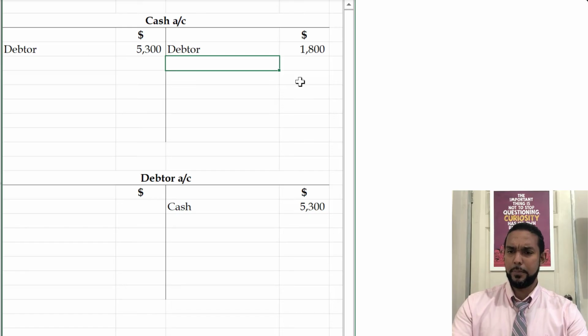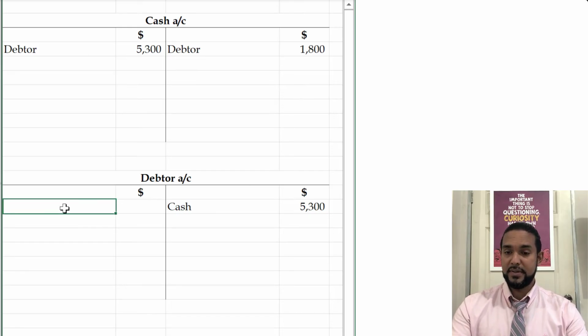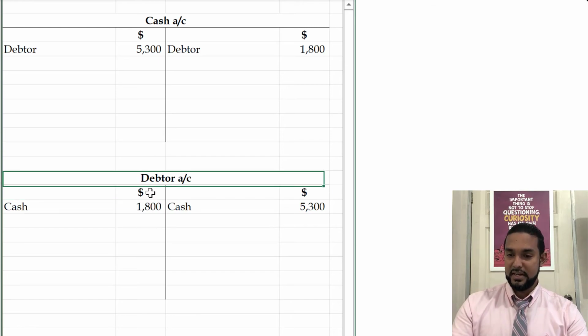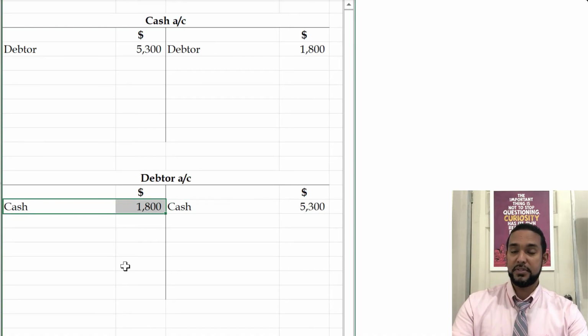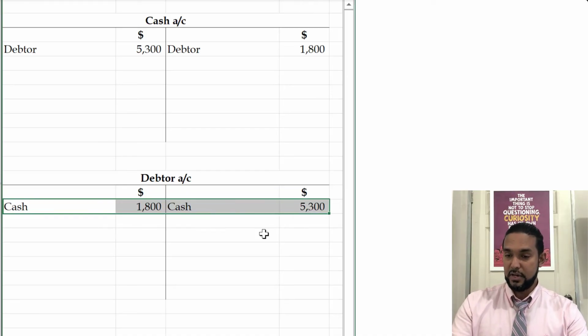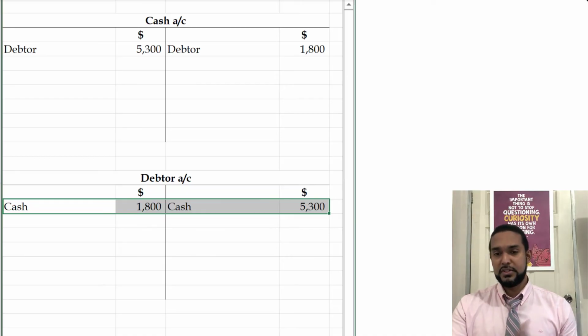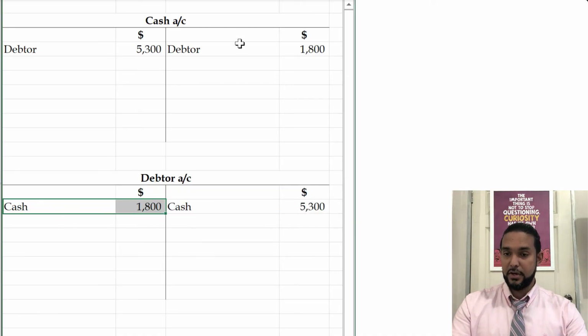Here now, we're going to put on the debit side, cash, right? $1,800 again. Because in the debtor's account, the credit entry is overstated, which means it's too high. So to reduce it or counterbalance it, you have to go on the opposite side and put an entry there. So the net effect will be a single credit of $3,500. So we have a debit to debtor and a credit to cash.